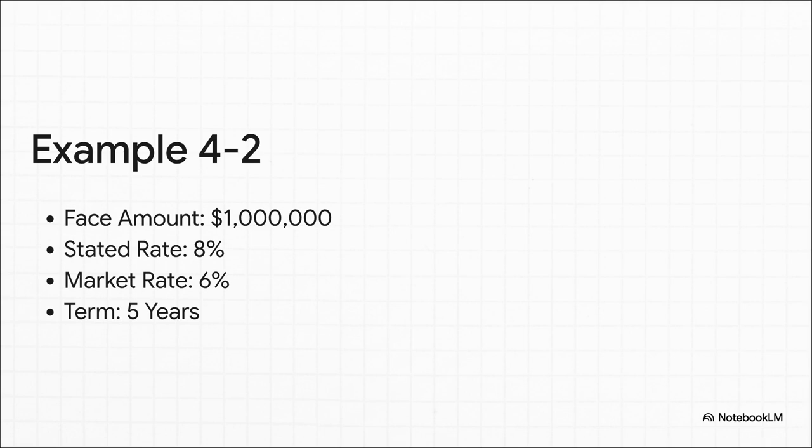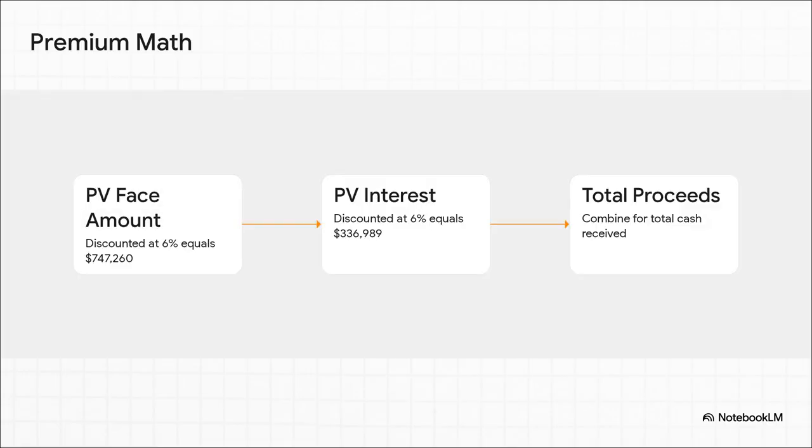Because your bond is paying out $80,000 in annual cash interest, while the market is only offering $60,000 for the exact same risk, investors are literally going to fight for the privilege of buying your bond. They are more than happy to pay extra upfront to lock in that superior cash flow. And again, the valuation relies entirely on present value math. But notice the big shift here. We are now discounting those cash flows at the lower 6% market rate.